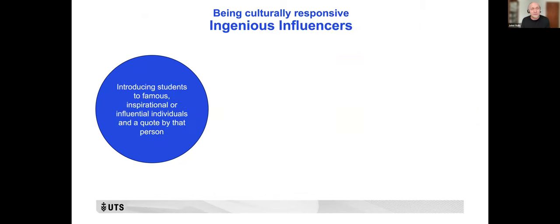Melanie also introduces this great technique called ingenious influences. Every single day, Melanie introduces students to someone inspirational, influential, and provides a quote by that person. Melanie also introduces Notice and Wonder when she introduces these inspirational people. And also, as the year goes on, with one influential person being introduced each day to students, she actually links these to students' four H's. And so she might have a famous musician or a famous mathematician and that sort of thing.